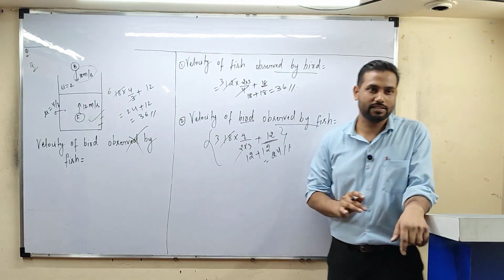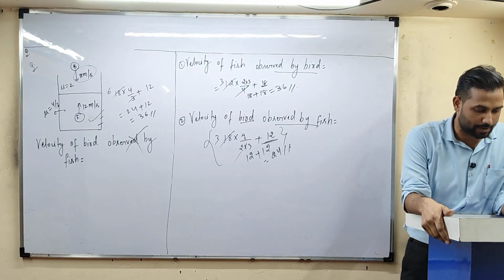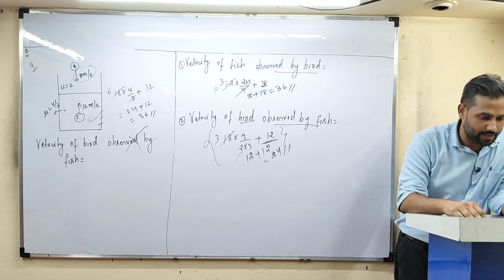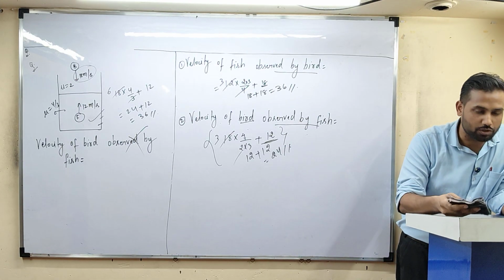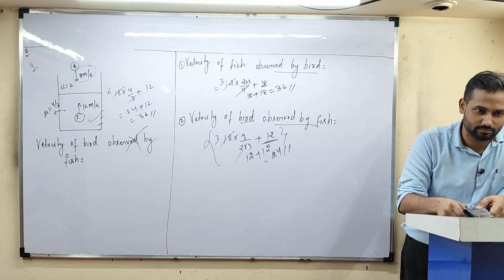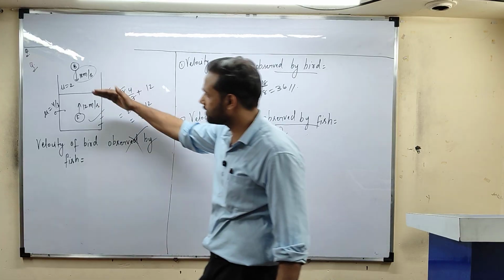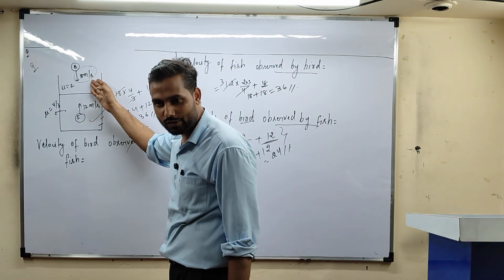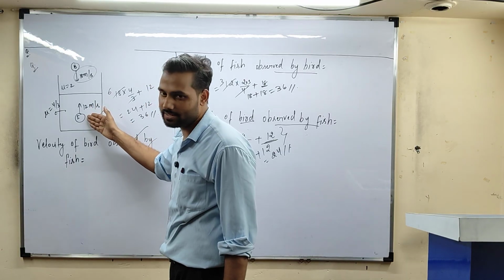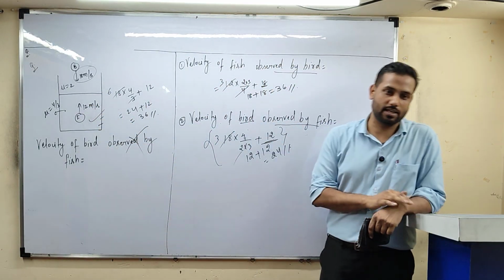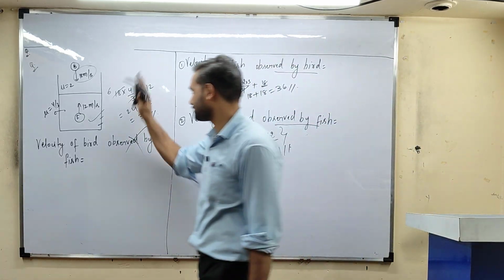These kinds of questions might be asked in your exam. Another scenario, let's say, what if the water level also starts moving? Third scenario, water level starts decreasing. Bird has some velocity, fish also has some velocity, and the water level is going down. In that scenario, what happens? Let's see.